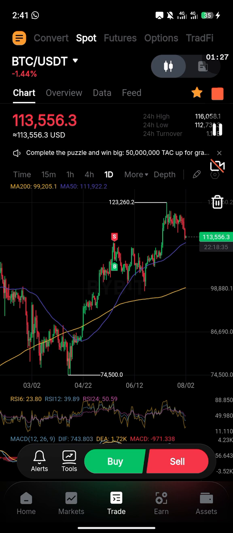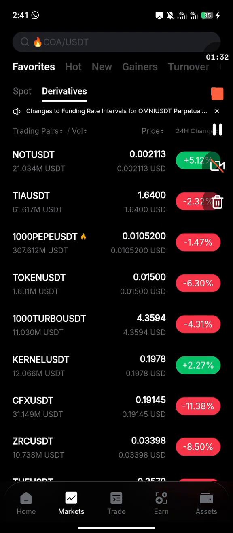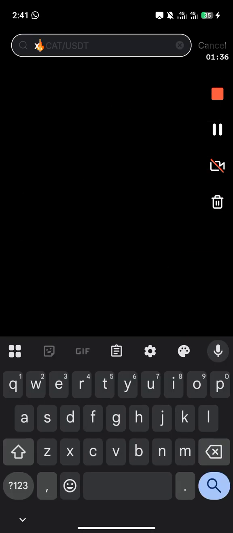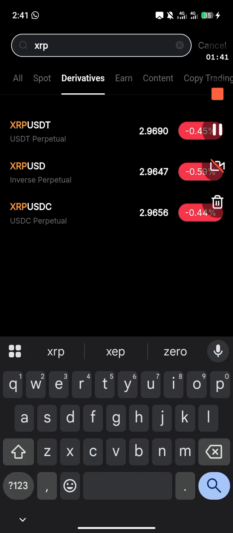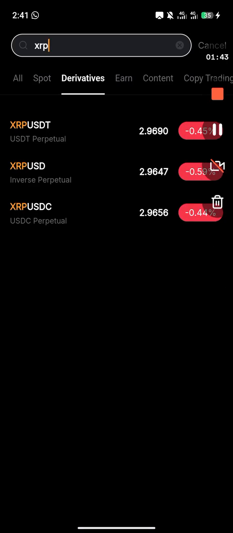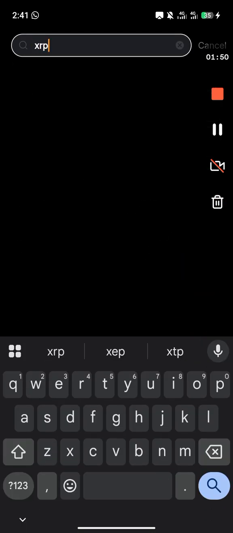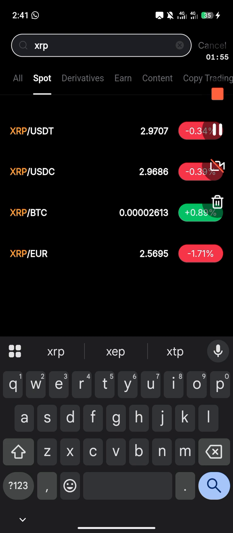There are two types of trading in cryptocurrency. We have spot and we have futures. So imagine you want to trade spot or futures and you want to trade a coin called XRP. You click on XRP, and you see your spot and your derivatives here. I come to market. This is home, this is market. You click on XRP. Imagine you want to trade XRP on spot. You click on spot, and we have XRP/USDT, XRP/USDC, XRP/BTC, XRP/EUR.